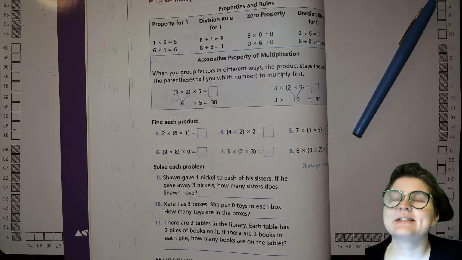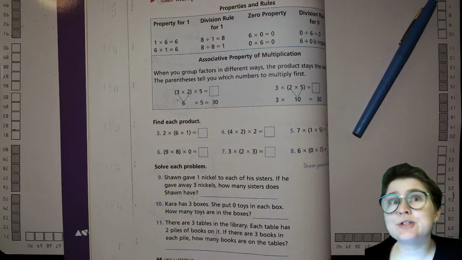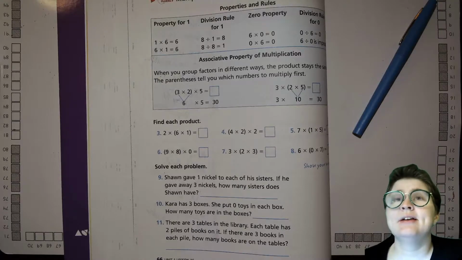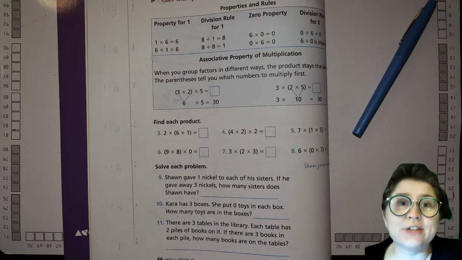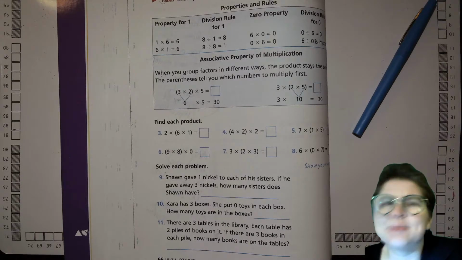If you have 6, you can divide it by 1, you can divide it by 6, you can divide it by 2 or 3, but you can't divide it not at all and get a number as your answer, right? Because how would that work?